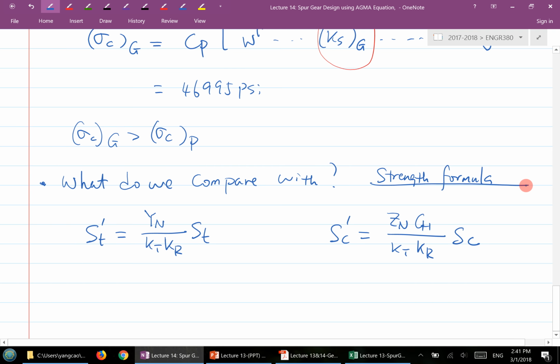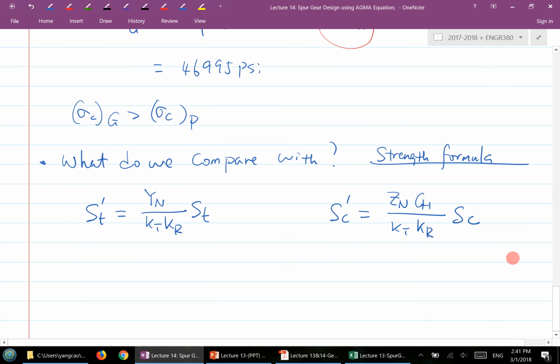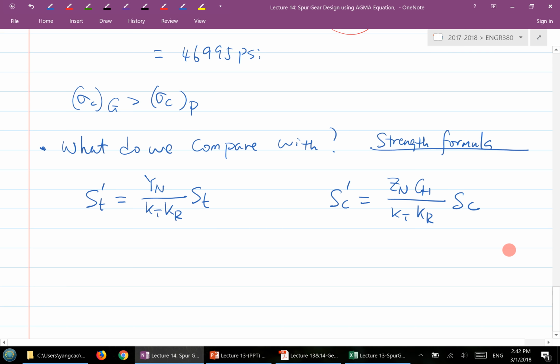Okay. So if I look at this strength formula here, again there are a number of factors involved. Let's go through these factors, and then I'll explain what exactly each of these things is. First of all, the SC and ST.